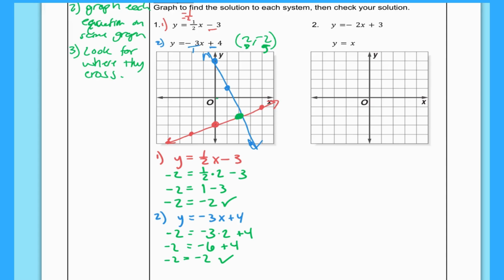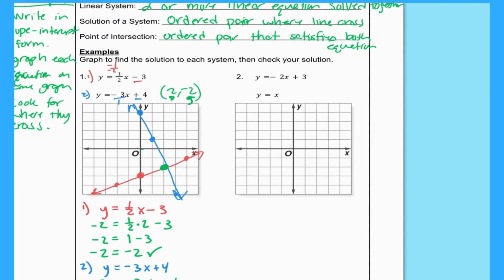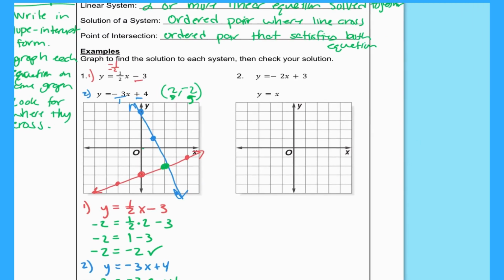All right, let's look at number 2. So again, these are already both in slope-intercept form. For the first equation, our y-intercept is a +3, and our slope is -2 over 1. So -2, +1, -2, +1. I'm going to keep going so I can make my line nice and straight.